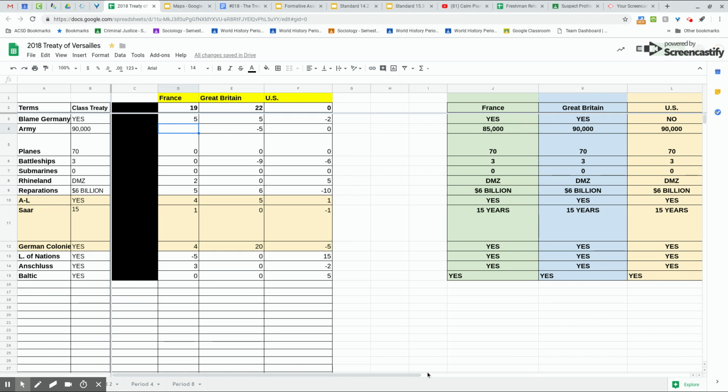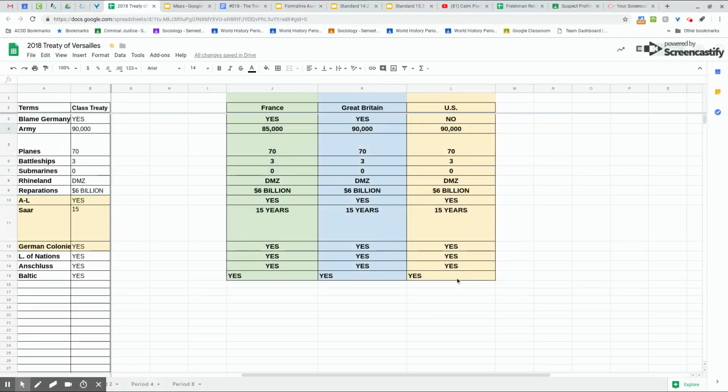The previous simulation we did, I only allowed them to negotiate on 3 terms at a time. I'll leave that up to you if you want to say, hey, we're only going to negotiate 3 things, which means once we talk about blame of Germany, armaments, and planes, those are the only 3 things we vote on. Last year I didn't do that, and so there might be numerous things going on at one time. So it's going to be up to you what you decide to do there.